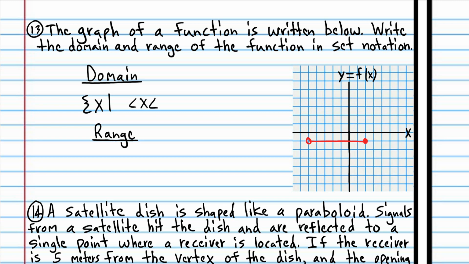x is between -5 and 2, but also equal to 2. So we state what variable we're using, and then we state the restriction on that variable. All x values such that x is between -5 and +2, including 2.